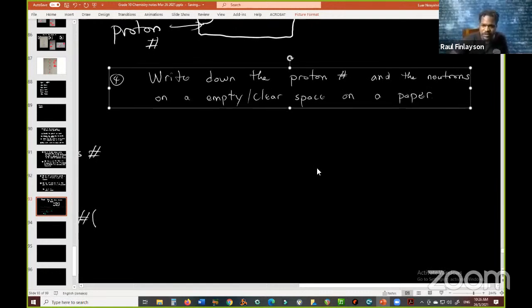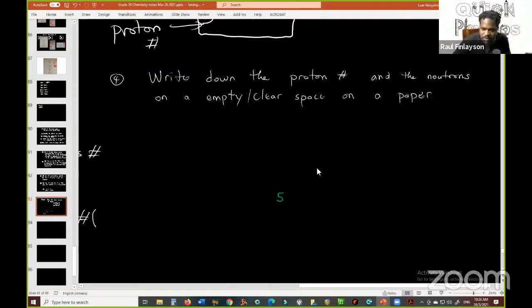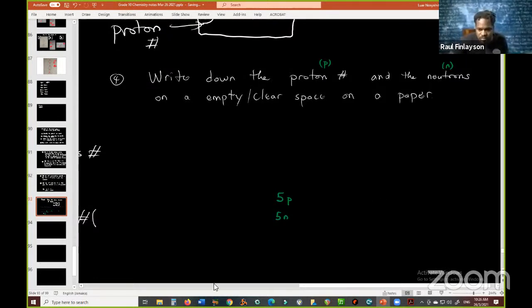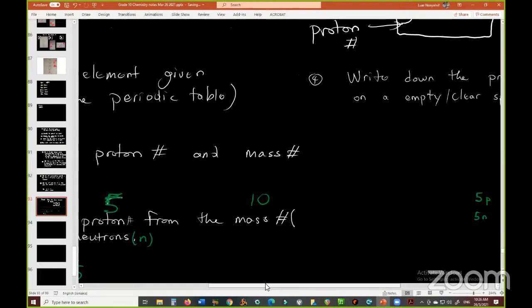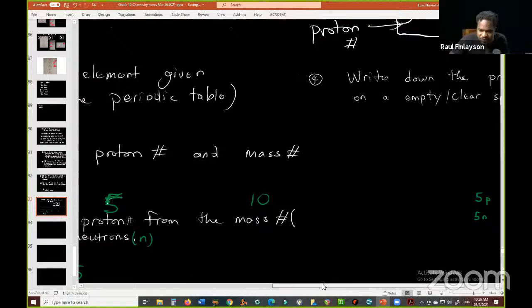All right, so let's see. I find the space here. So now you can write the proton number, which we said was 5, and of course P is for proton, guys. Neutron is N. So we write 5P and 5N. Everybody see that? Yes, sir. All right, Andrew, you still there? Yes, sir. All right, so you write 5P and 5N.